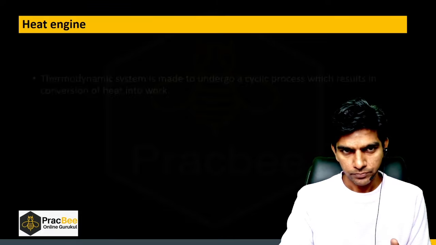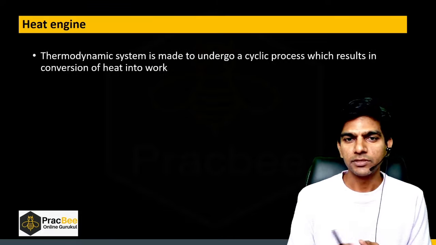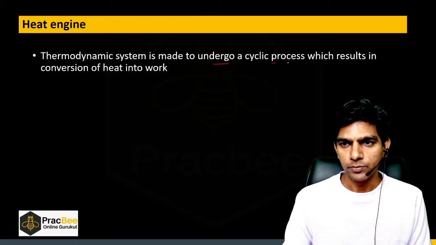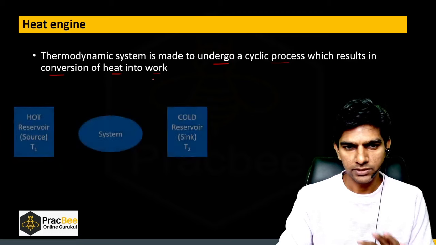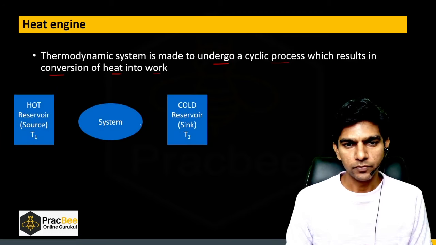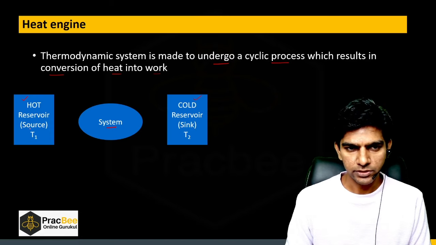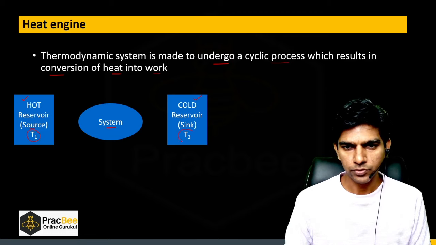In a heat engine, a thermodynamic system is made to undergo a cyclic process which results in the conversion of heat into work. So let us see the basic structure. We have a thermodynamic system, and there is a hot reservoir and a cold reservoir. We can also call the hot reservoir the source, and let us say the temperature of the hot reservoir is T1 and the temperature of the cold reservoir is T2. We can also call the cold reservoir the sink.